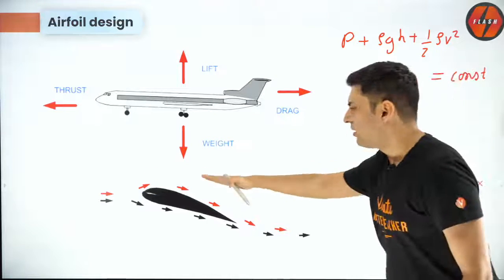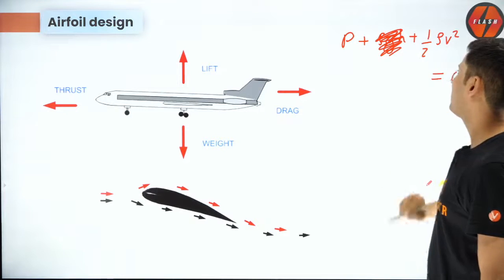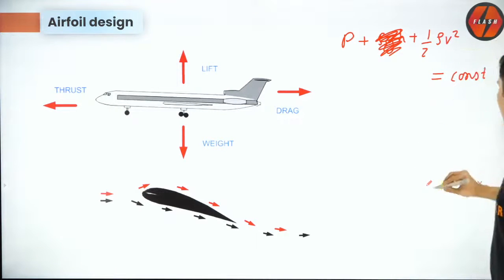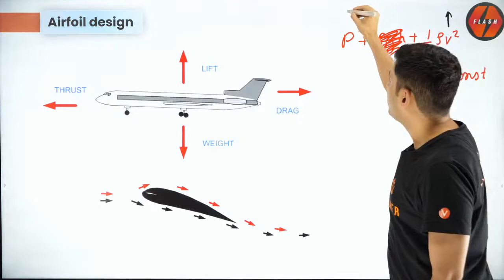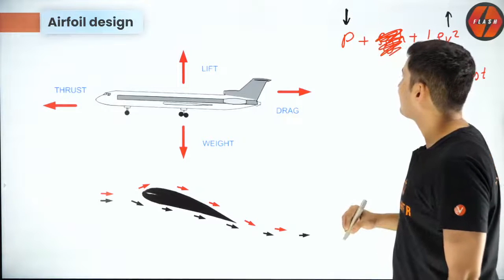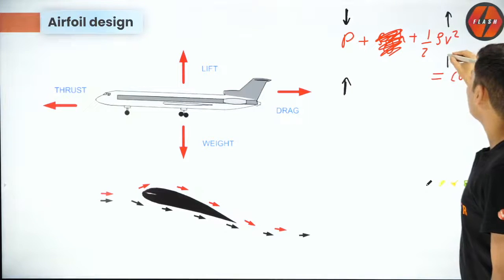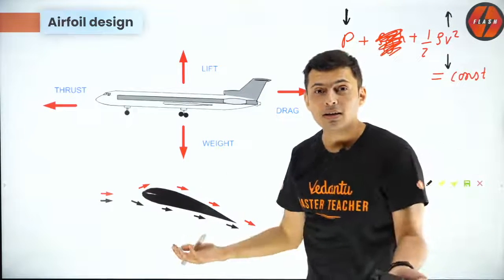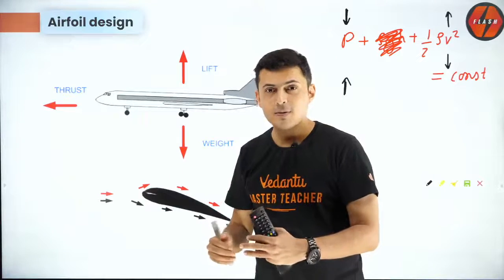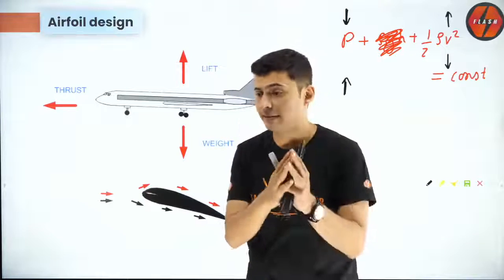Now the height is not changing so much, it's negligible, so just forget this term. If at certain points the velocity of the liquid is more, what will happen to the pressure? Pressure will be less. If pressure is more, then the velocity will be less. They go opposite. Wherever speed is more, that's where the pressure is less. Wherever speed is less, that's where the pressure is more. This is what Bernoulli tells us.